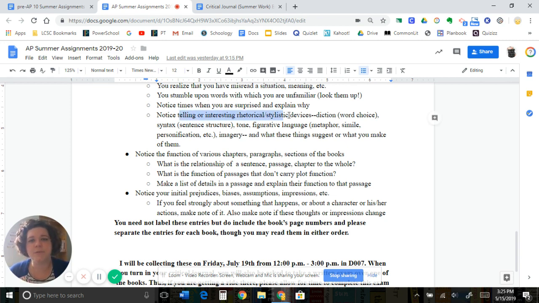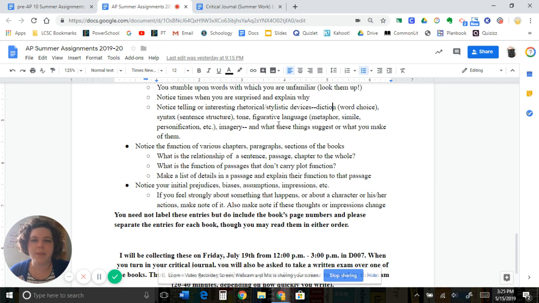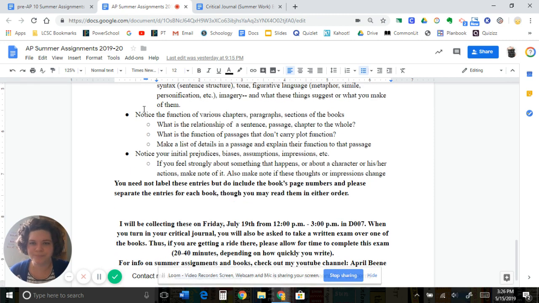Notice telling or interesting rhetorical or stylistic devices, and I give you a list again, but things like diction or word choice, syntax, so if there's an interesting sentence structure or structure to the text, mention it, tone, figurative language, another list of things, and anything that you think this might suggest or the author's trying to get across by using these different devices. In 11 AP, we spend a lot of the year looking at how authors convince their audience of something, or what kind of moves they make, what the purpose of that was. So this is good practice for that.